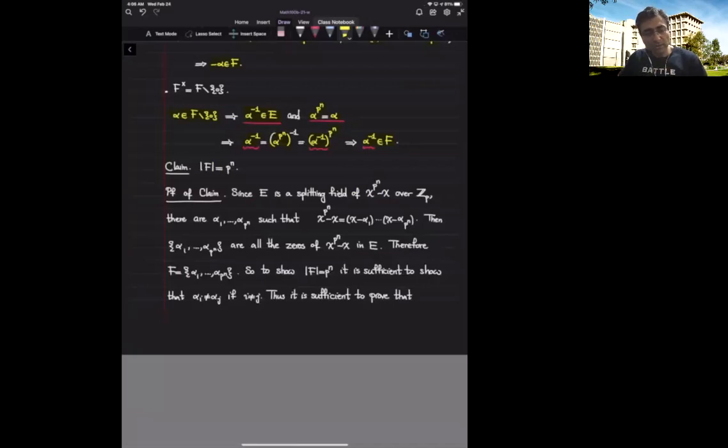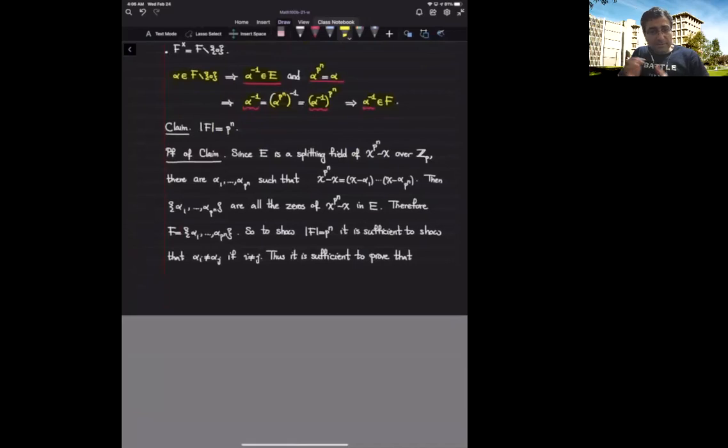Okay, so now we get to the critical point. We want to show that the cardinality of this finite field is precisely p^n. So it takes us a few steps in order to prove this, but let's prepare the steps. What do we know about this set F? What was the assumption? How did we get to it? So we started with a splitting field of the polynomial x^(p^n) - x over Z_p. What does that mean?